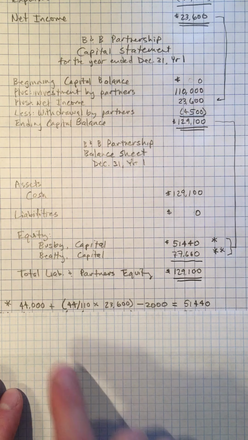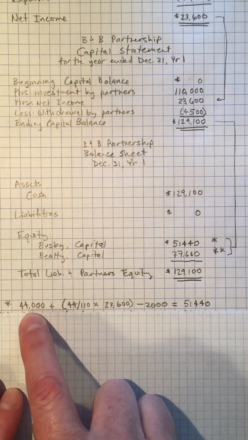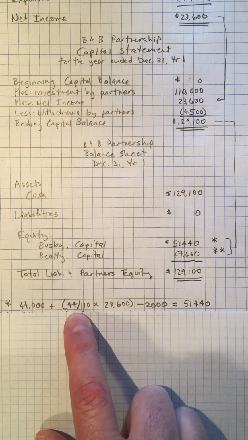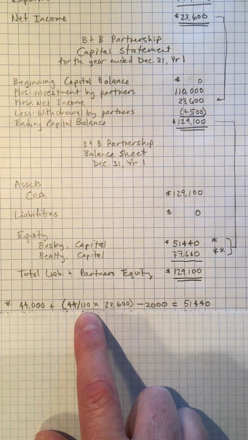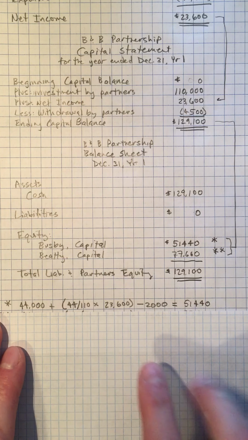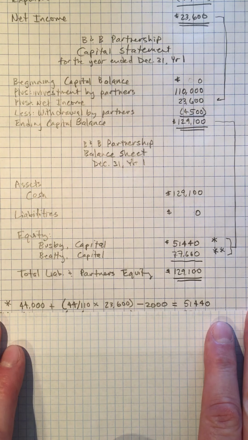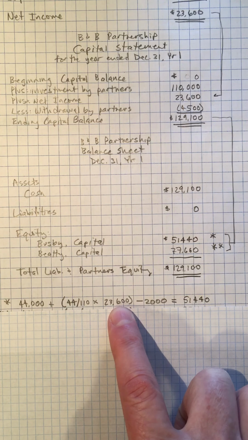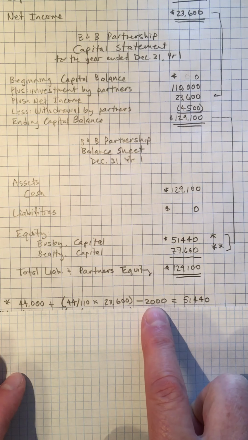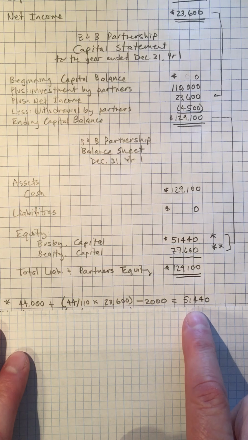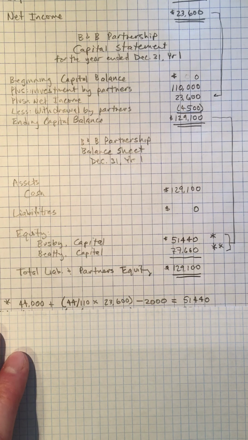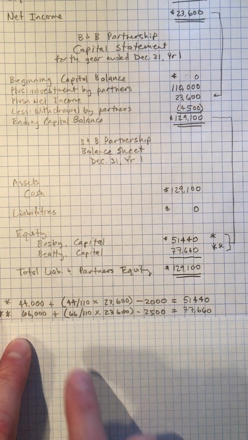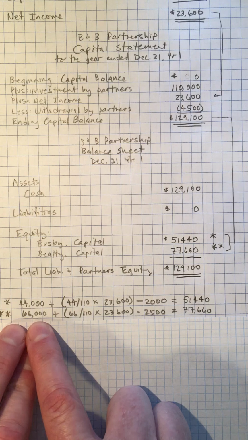So Busby contributed $44,000 worth of capital, and then here they're getting $44,000 divided by 110, that proportion of net income. I simplified that to 44 divided by 110, times the $23,600. So they're going to get that portion of the $23,600 net income minus the $2,000 they withdrew. So Busby ends up at $51,440.